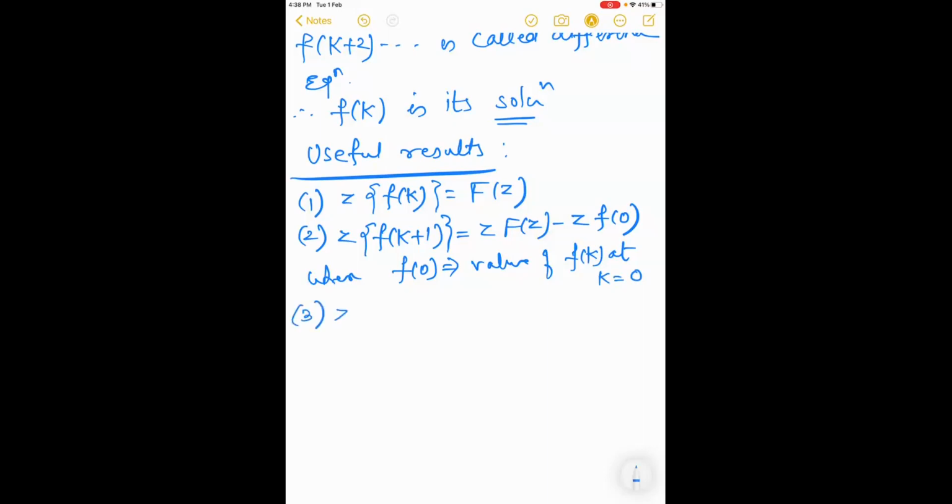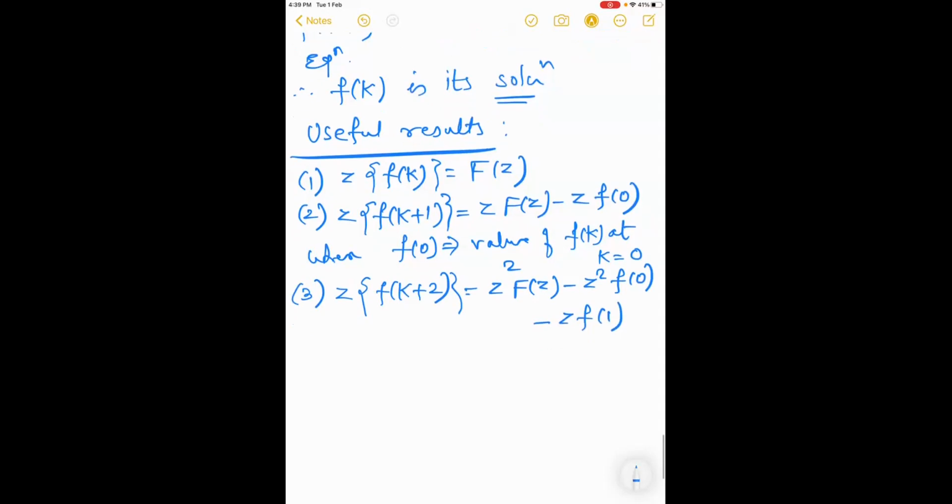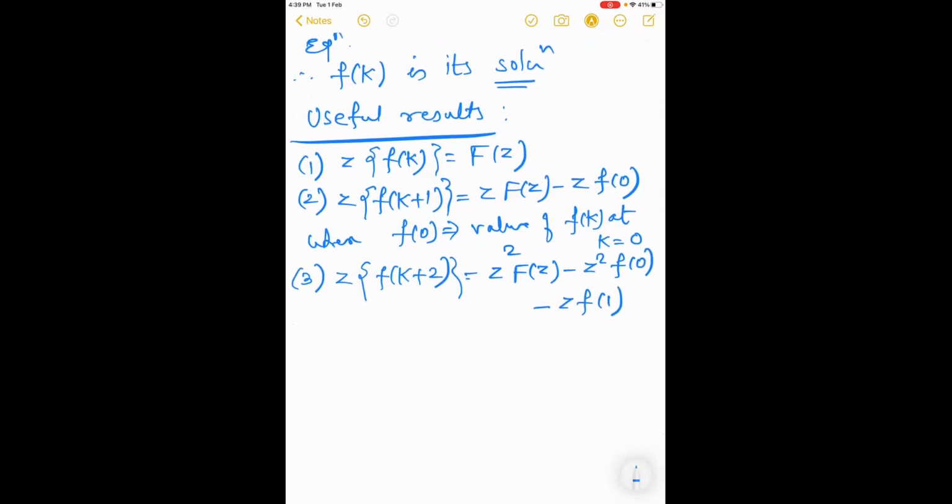Similarly, Z transform of f of k plus 2 can be written as z square F of z minus z square into f of 0 minus z into f of 1. So like that you can continue. Again f of 0, f of 1 are the values at k equal to 0 and k equal to 1. These are useful results for the causal sequence, k greater than or equal to 0. For that you can substitute this.